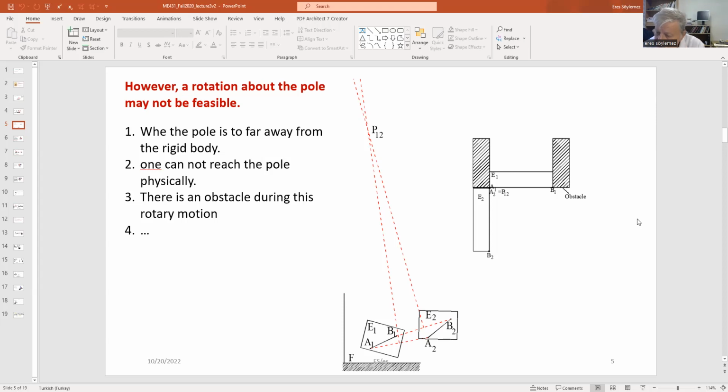You don't design mechanisms for the sake of mechanisms. You design mechanisms to perform a certain task which cannot be done otherwise. Is that agreed? There must be a reason for designing a mechanism. That's very important because it is not just for fun.